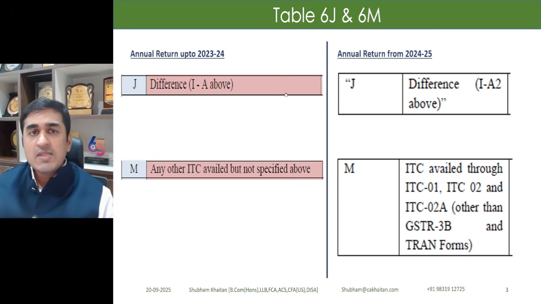Now, table 6J talks about the ITC as auto-populated as per 3B, as reduced from the total breakup of ITC from forward charge, reverse charge, import of goods and all of that, which is being reported separately by us. This is table 6J. Normally, this would contain the difference of previous year taken in current year. For example, for 23-24, it was 22-23 availed in 23-24, assuming we have not reported it anywhere else.